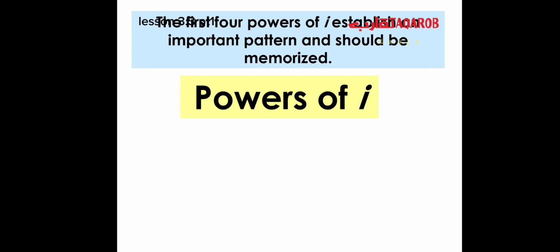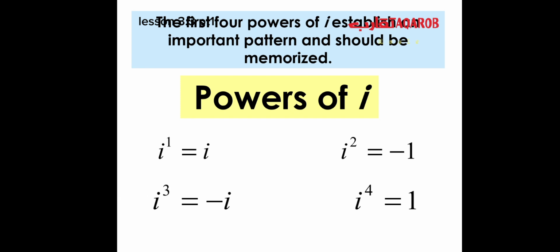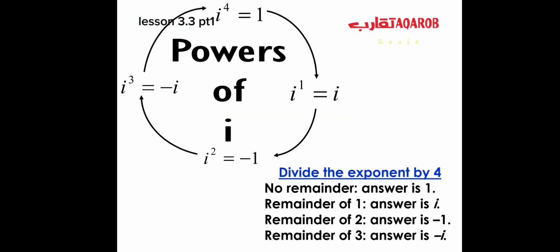Now, the first 4 powers of i establish an important pattern and should be memorized, which is actually the powers of i, which is very important. As you can see here, i to the power 1 is equal to i. i to the power 2 is equal to negative 1, because i squared is i times i, so the square root of negative 1 times the square root of negative 1, which is equal to negative 1. i to the power 3 is equal to negative i. i to the power 4 is equal to 1.